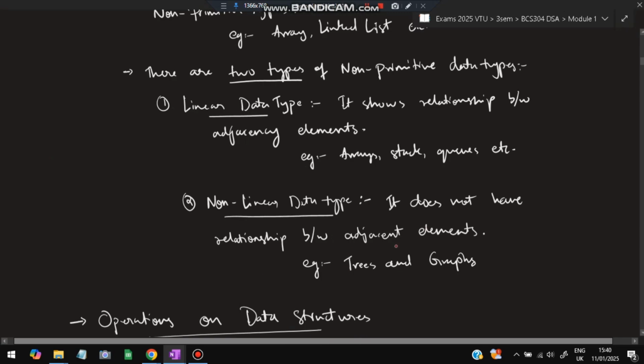In non-linear there is no such relationship. It will be connected in random ways, like this, like this, like this. Examples are trees and graph.